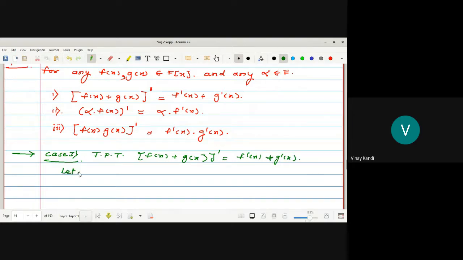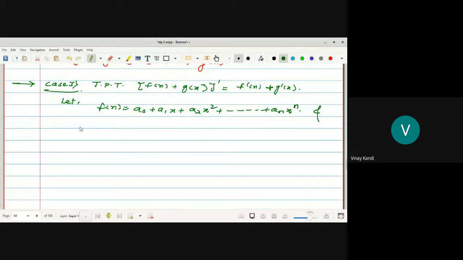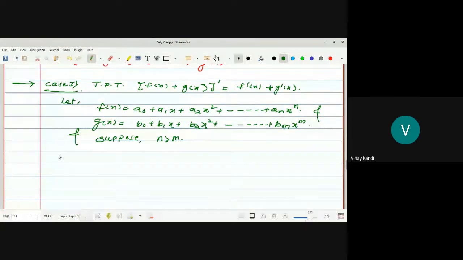f(x) is equal to a0 plus a1x plus a2x squared plus, and so on, up to an x raised to n, and g(x) is equal to b0 plus b1x plus b2x squared, and so on, up to bm x raised to m. Suppose n is greater than m. We could also take m greater than n, it makes no big difference. Okay, suppose n is greater than m.